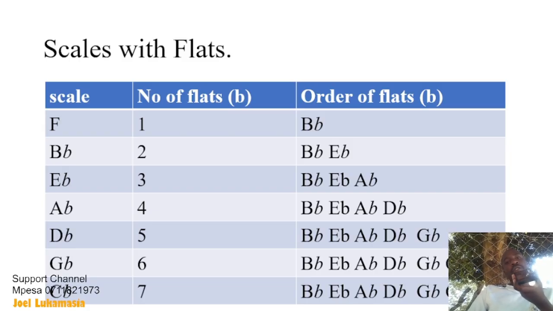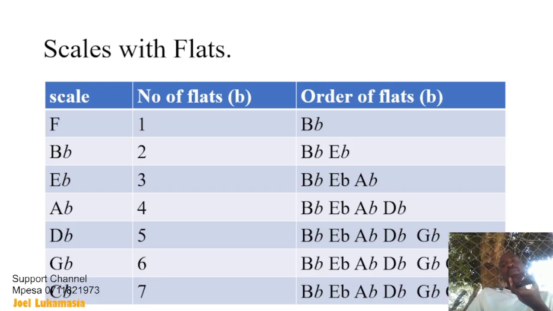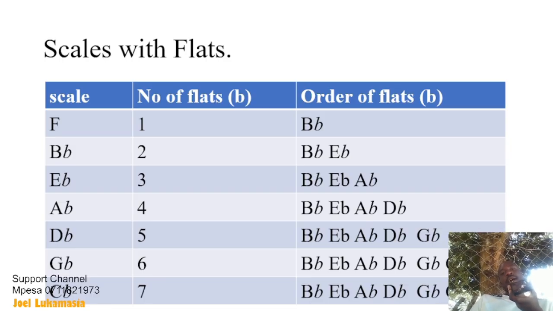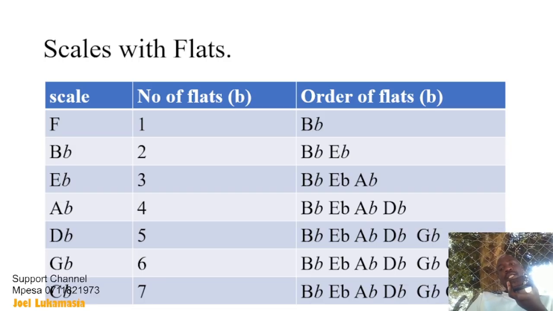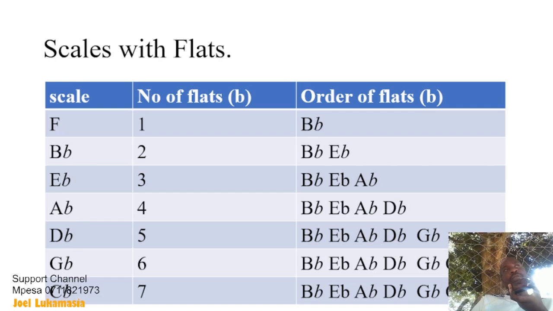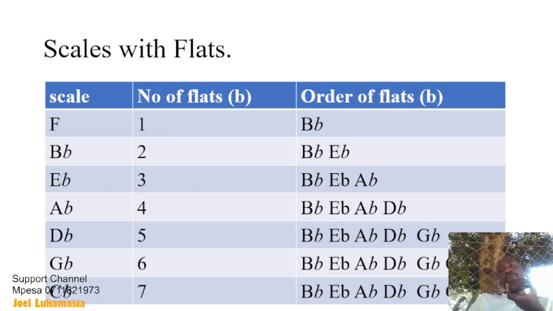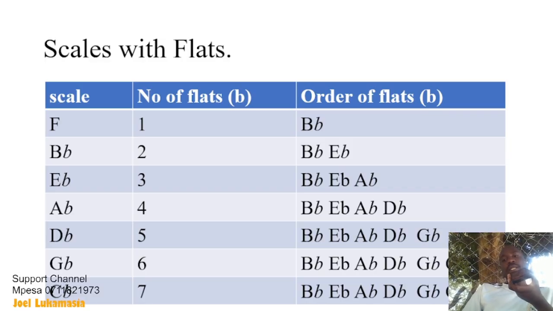Then you have A flat. It has four flats, and the order of the flats is B flat, E flat, A flat, and D flat. Then you come to D flat. It has five flats, that is the B flat, the E flat, the A flat, the D flat, and the G flat. Then you have G flat. It has six: B flat, E flat, A flat, D flat, G flat, then C flat. Then you have C flat, that's seven: B flat, E flat, A flat, D flat, G flat, C flat, and F flat.